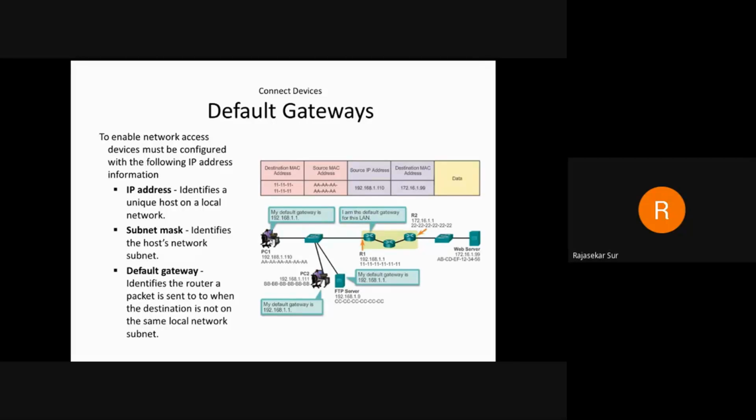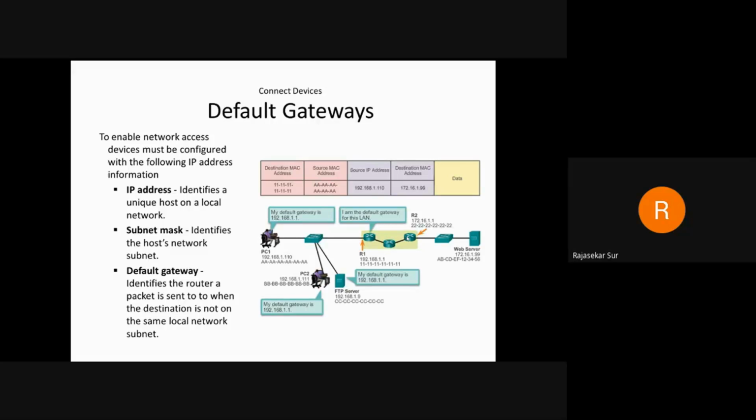What does the gateway mean? The gateway is nothing but the IP address of your router. Now, the IP address of the router is, you see, 192.168.1.1. This is the IP address of this router. So this IP address, we have to fix it here. Then only the packet will go through the routers.